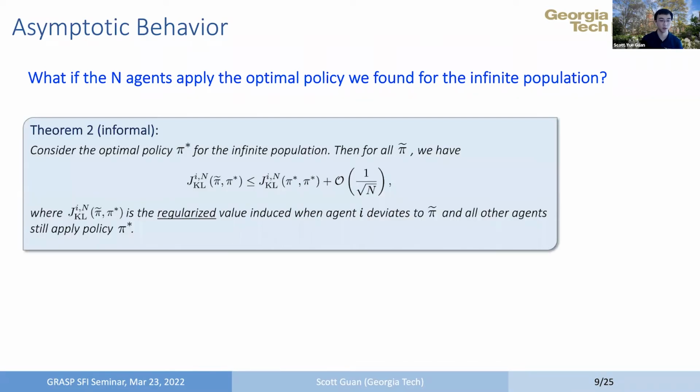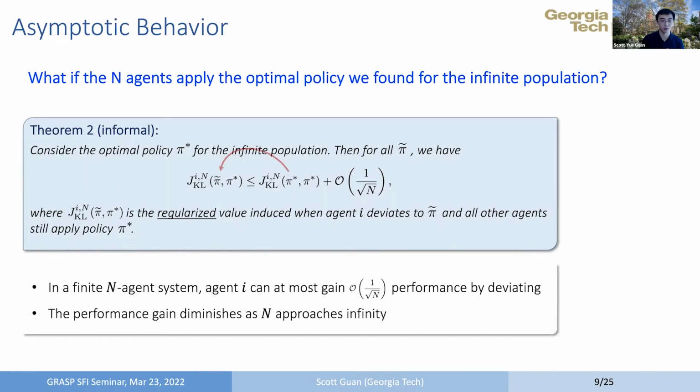So this leads to the main theorem of this work. This theorem basically states that if agent i deviates from the optimal policy pi star that we found for the infinite population system, while all other N minus 1 agents are still applying the policy we just found, then agent i can gain at most a small amount of performance. And that small amount of performance decreases with an order of square root of N. In other words, the performance gain diminishes as N approaches infinity. So essentially, what we have found here is an epsilon-Nash policy for this N agent system.